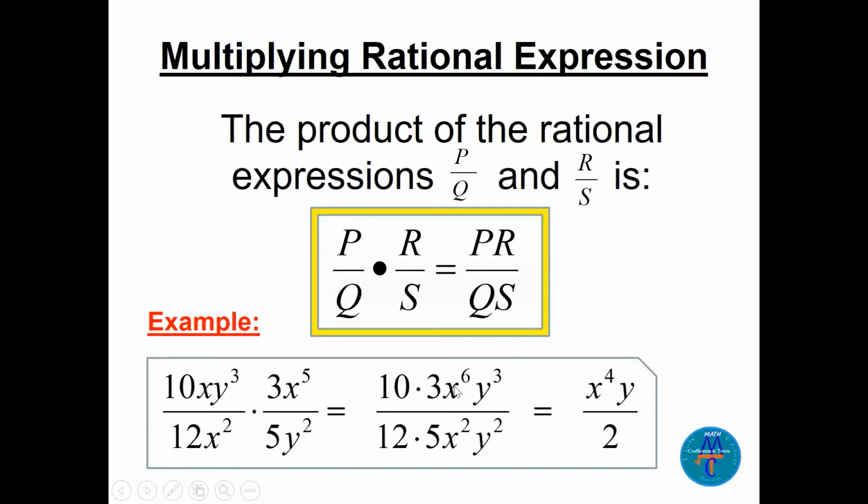Now the variables, you can subtract the powers, because it is division of exponents. 6 minus 2, that's 4. And y cubed, 3 minus 2 is y to the power 1. So the final answer is x to the 4, y, divided by 2. I don't have to multiply big numbers. Even if you have any numbers there, try to simplify before you multiply. That's a big hint.